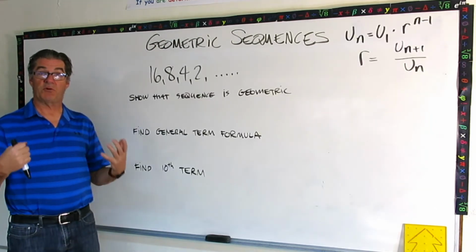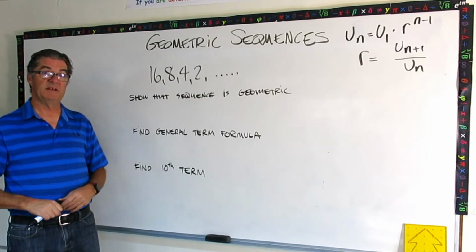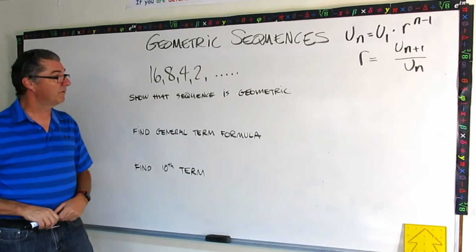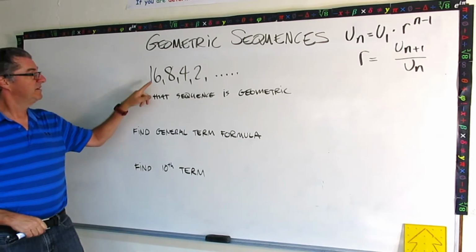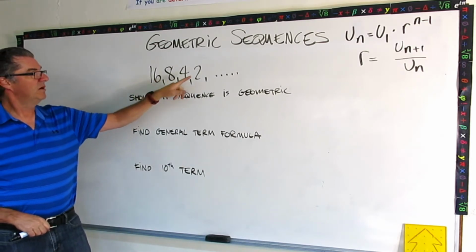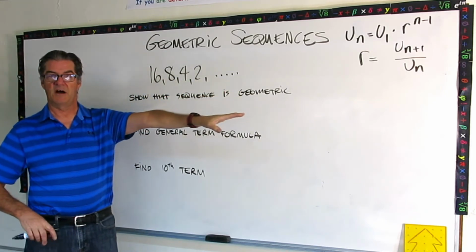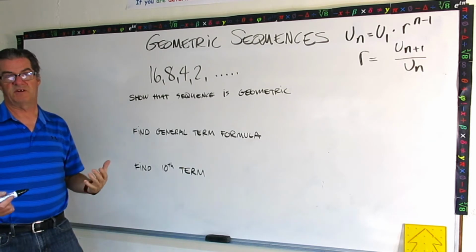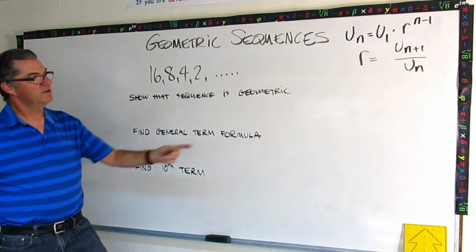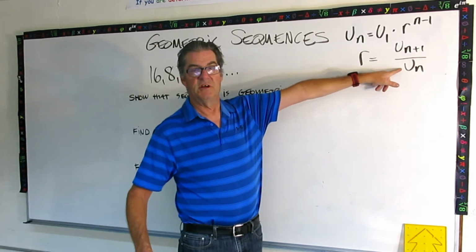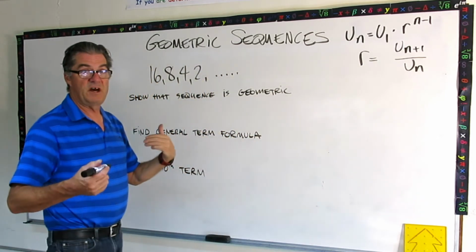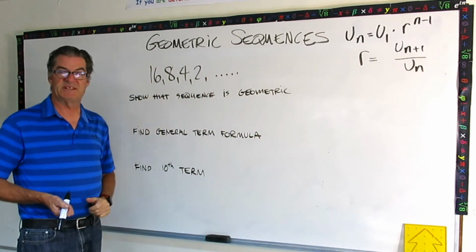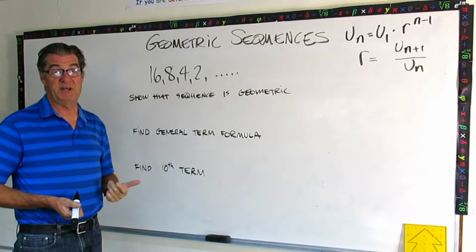Okay, let's describe a sequence mathematically and answer some questions about it. So here's our sequence, 16, 8, 4, 2, dot dot dot, on and on forever. Our first question here is, show that it's geometric. So here's the thing. We can use this equation, basically divide one term by another and do that repeatedly, and as long as we get the same common ratio, we're going to be in good shape.